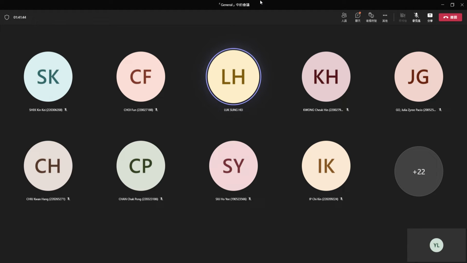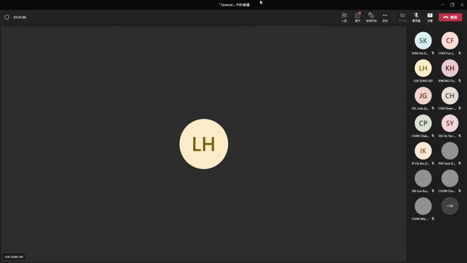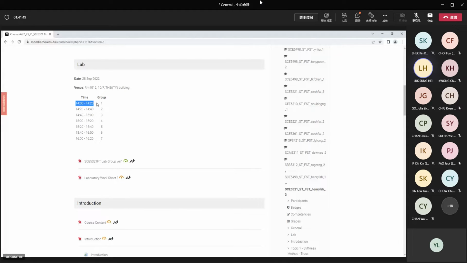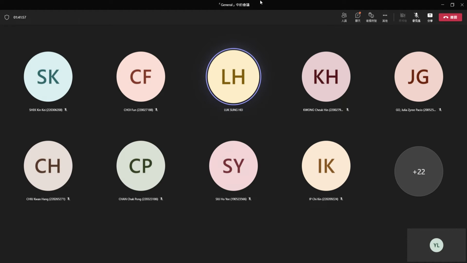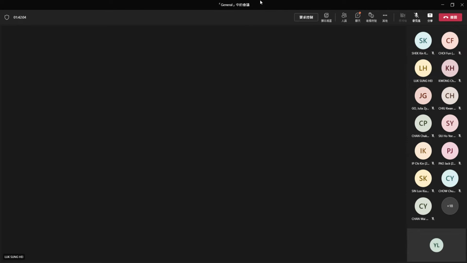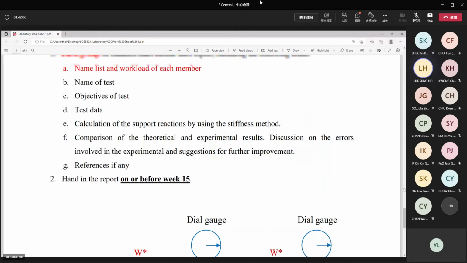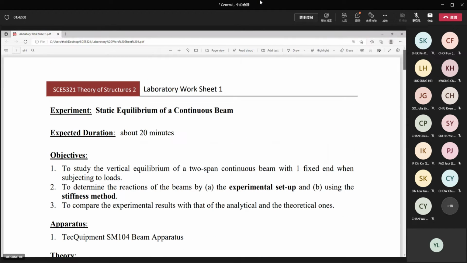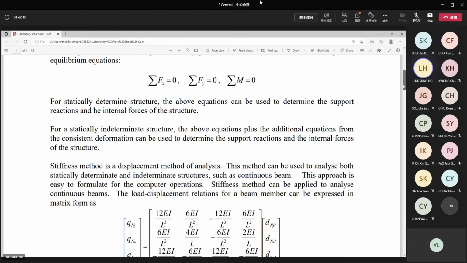The lab is extremely simple. Just measure the reactions. The lab is quite simple. What we are going to do in the lab, maybe I'll introduce the lab a little bit. In the lab sections, we are going to conduct a very simple beam test. This is the lab manual. You can also download it from Moodle. We are talking about a beam test.